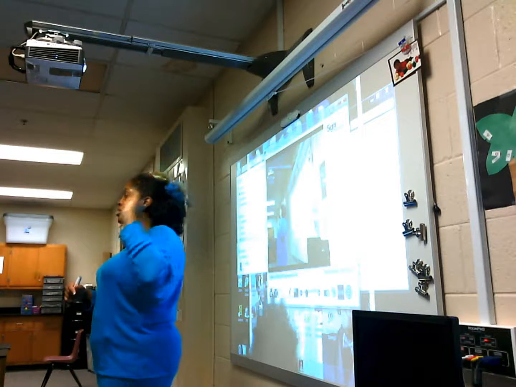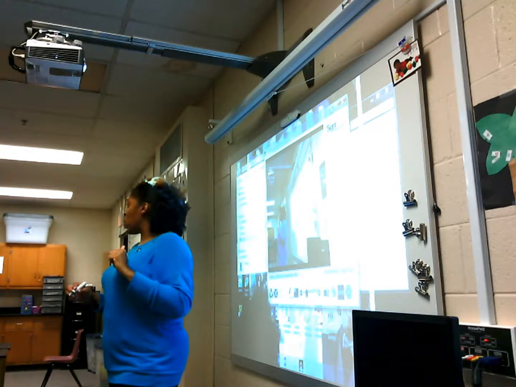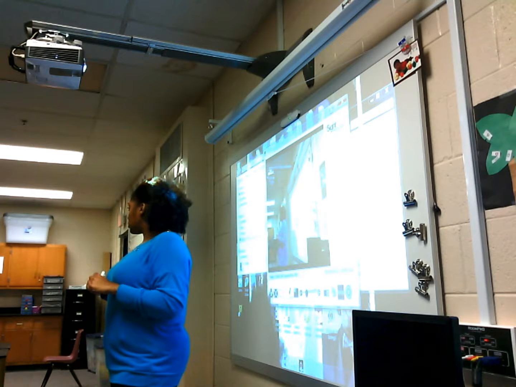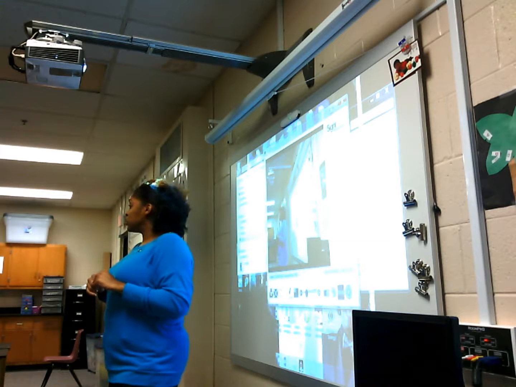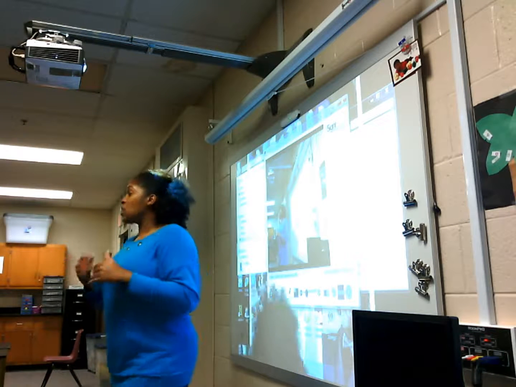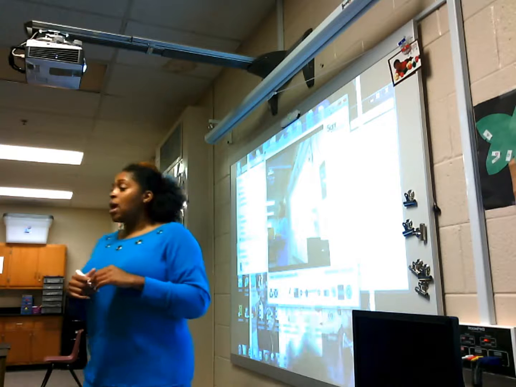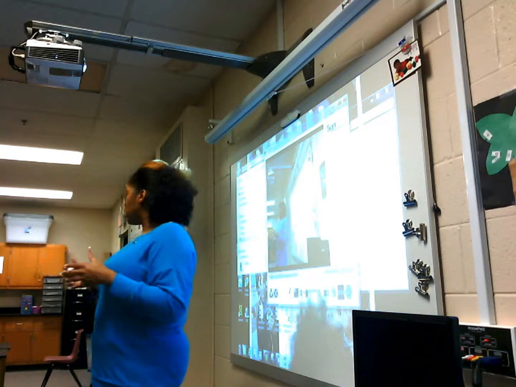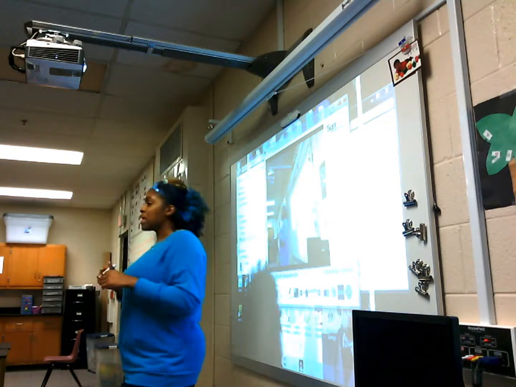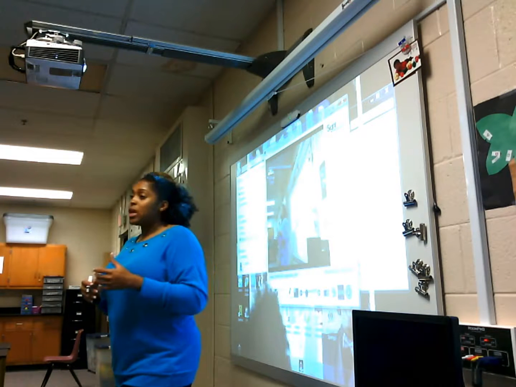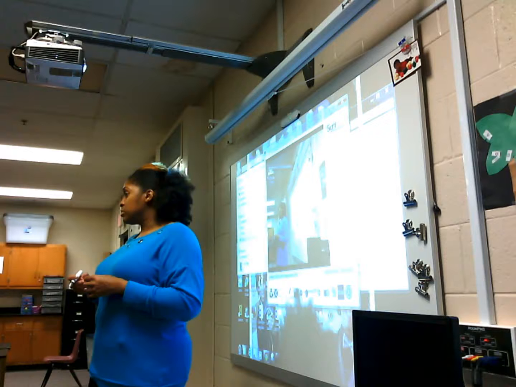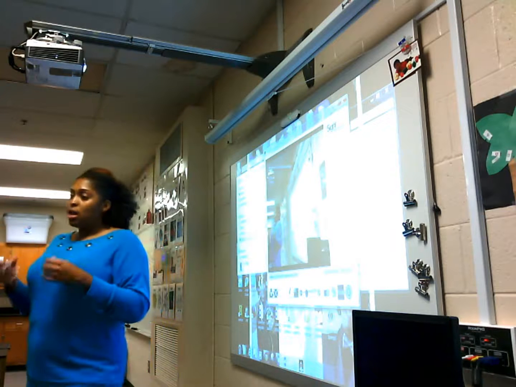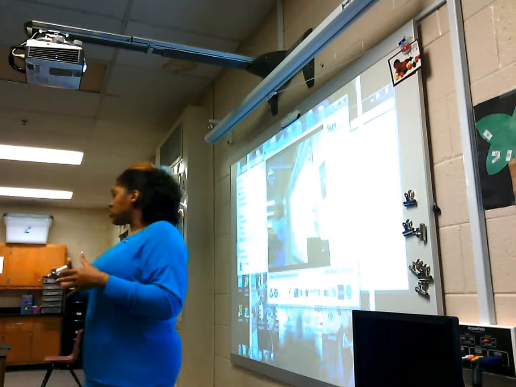What does weathering mean? The breaking down of rocks into smaller pieces. Okay? Breaking down of rocks physically into smaller pieces. And what are those pieces called? Sediment. So rocks are broken down into smaller pieces called sediments. Okay? And it's sand, clay, broken tiny pieces of rock.